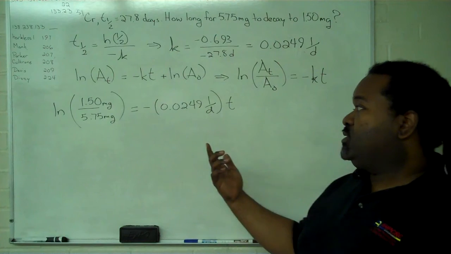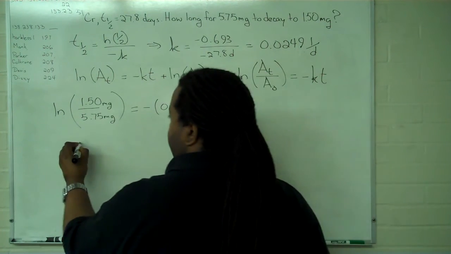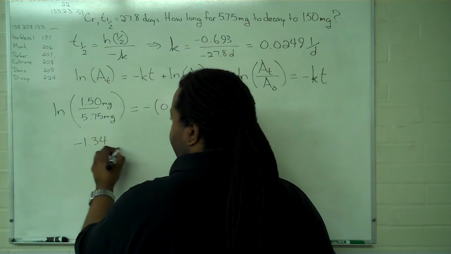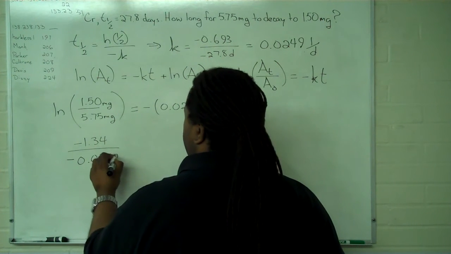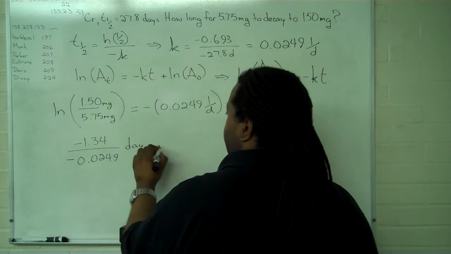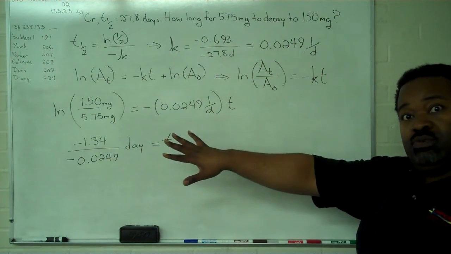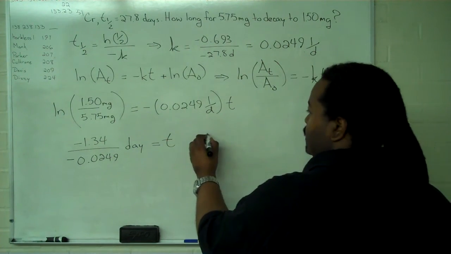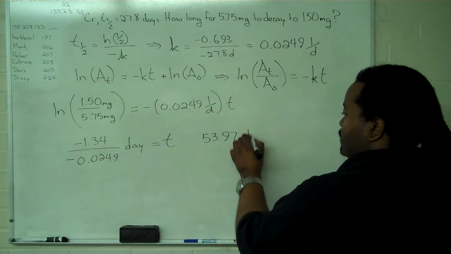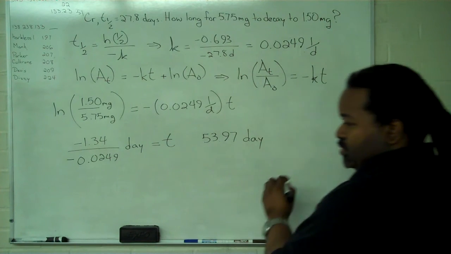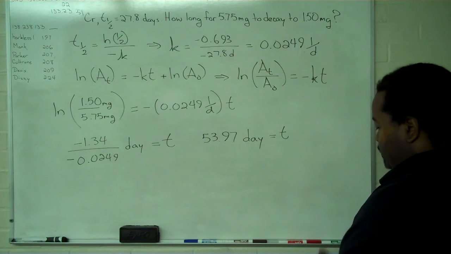Now it's possible to simplify all of this. We can divide through and take the natural log, and we get minus 1.34. This is divided by 0.0249. Our units are now days, and that's going to be equal to the time. When we simplify this all out, we get 53.97 days, and that's equal to the time it takes.